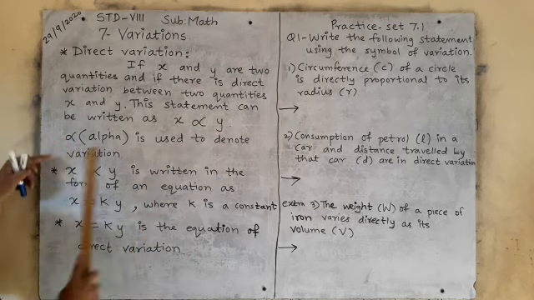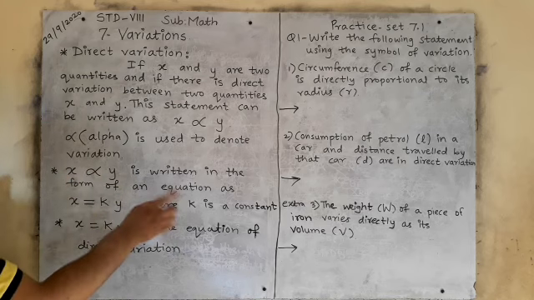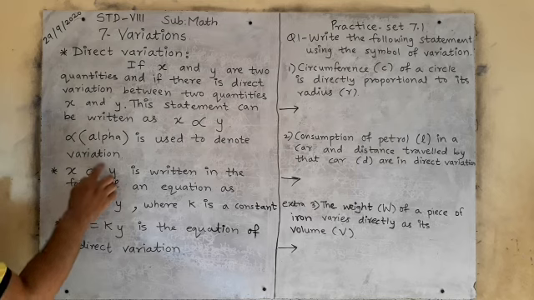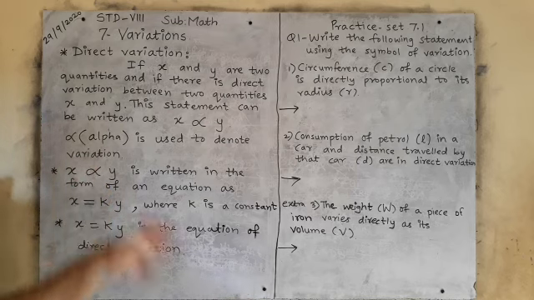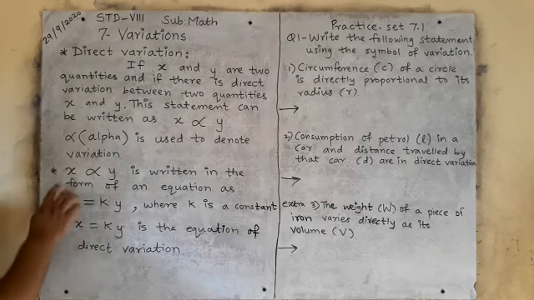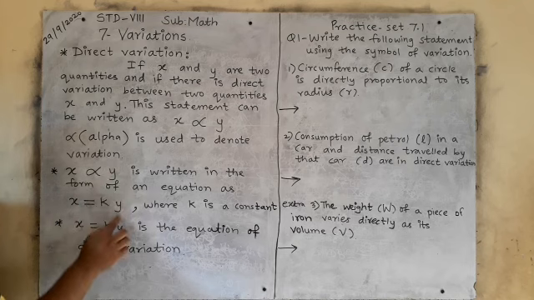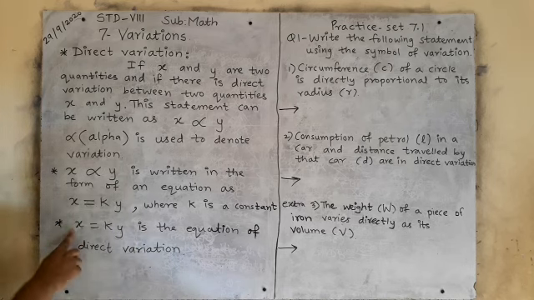Now see, x directly proportional to y is written in the form of an equation like this. X as it is, in place of alpha you will write equals to k, y as it is. Clear? Again, x you will write as it is, instead of alpha you will write is equals to k, y as it is. Where k is a constant term. So x equals ky is the equation of direct variation.